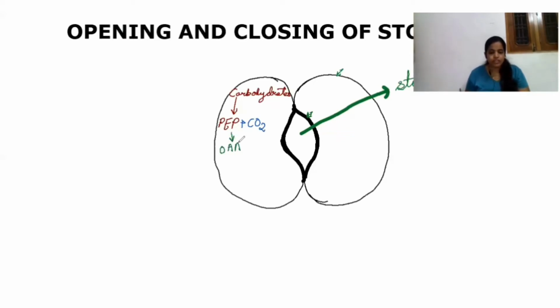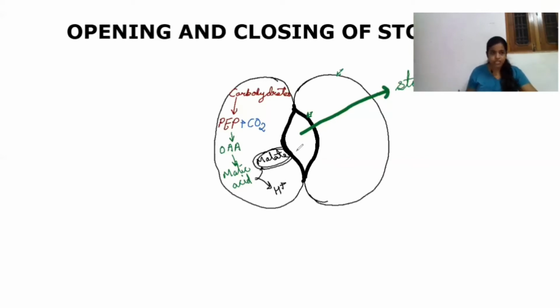Further, this oxaloacetic acid converts into malic acid. Now, this malic acid is going to give the protons. The protons will be given by the malic acid, and the malic acid will convert into malate. So what is it giving? Protons, H plus, and it itself converts into malate ions. Clear? Now, these malate ions will actually enter into the vacuoles.